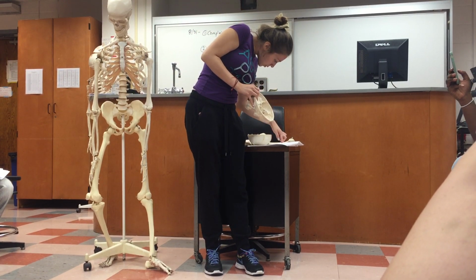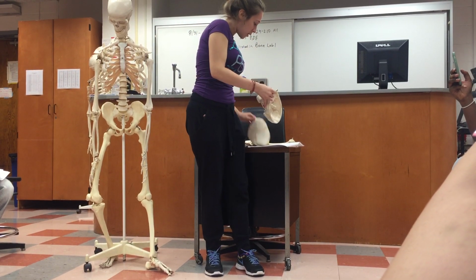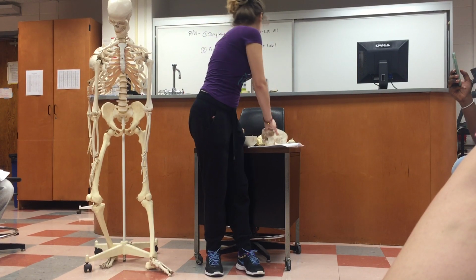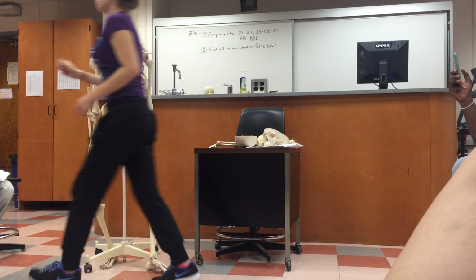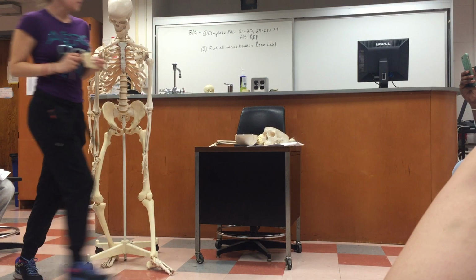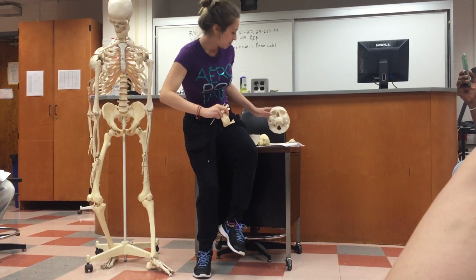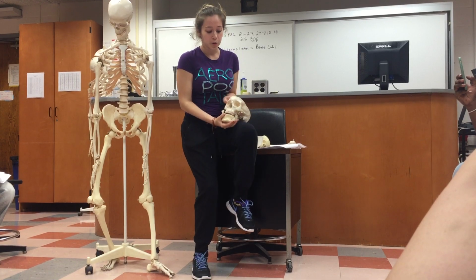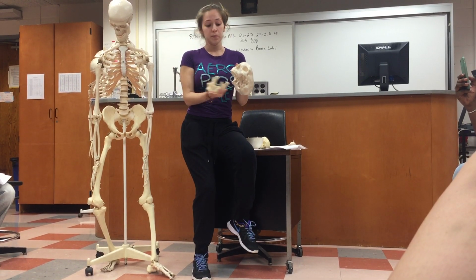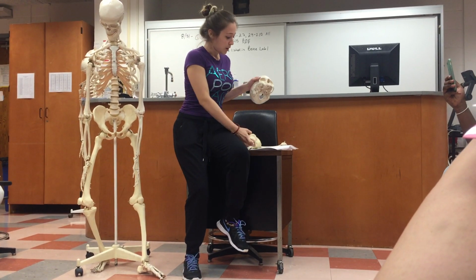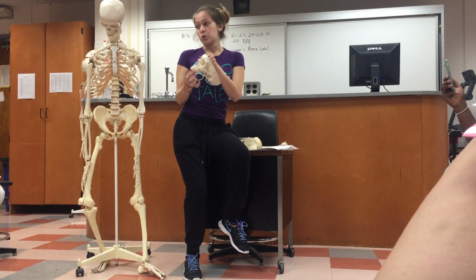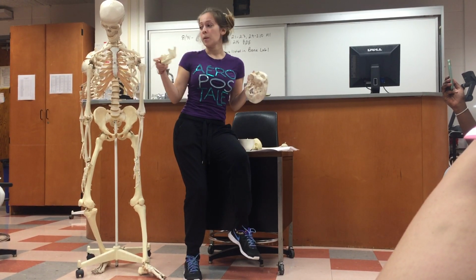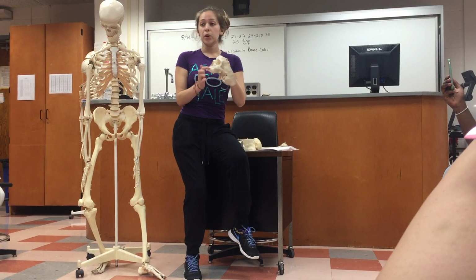What else do you have? You have your mandible. So your mandible is like your lower jaw. And then your maxilla is your upper jaw. So lower mandible, upper maxilla.